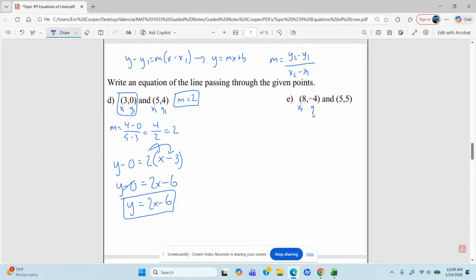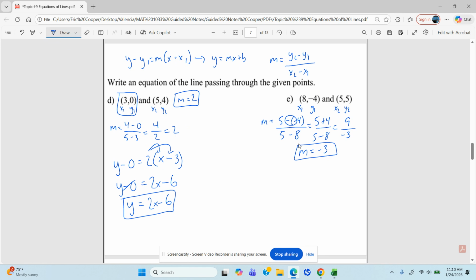Let's call this x1, y1, x2, y2. I don't have the slope, so I have to find it. I'm going to do 5 minus negative 4 over 5 minus 8. The double negative at the top is going to become a positive. 5 plus 4 is 9. 5 minus 8 is negative 3. 9 divided by negative 3 tells me my slope is negative 3.